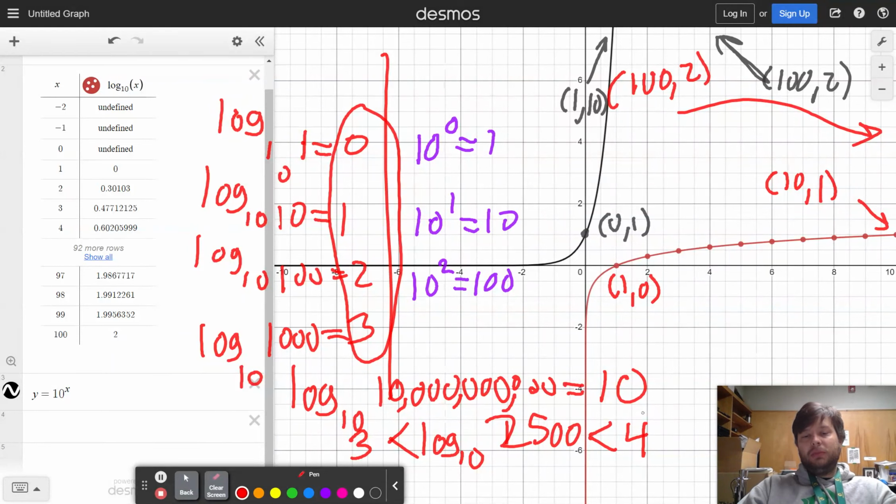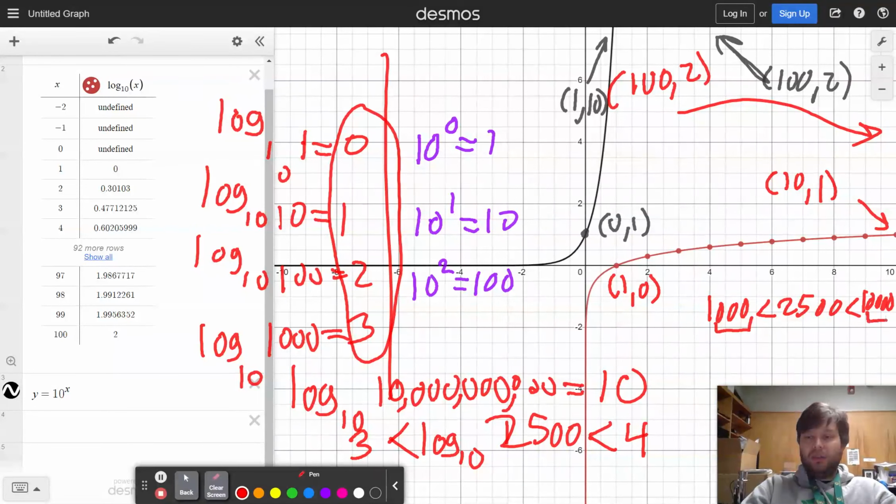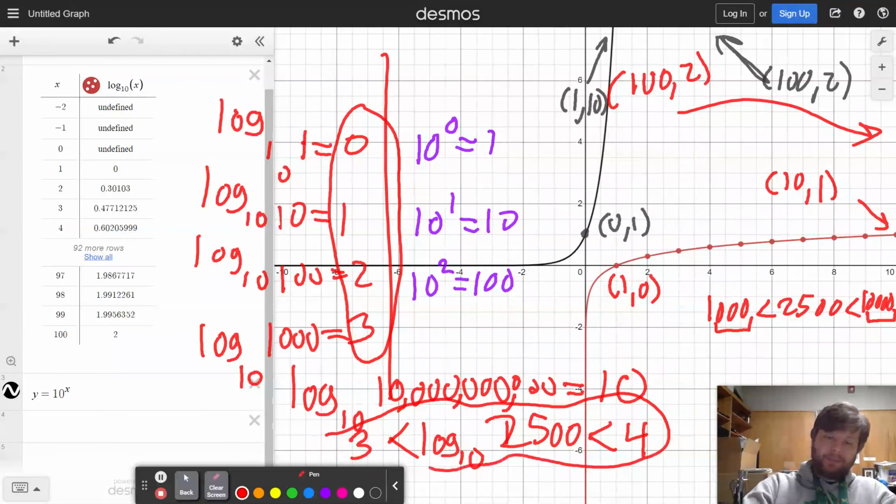So what I'm doing is I'm looking at the two powers of 10 that are on either side of 2,500. You have 1,000 is smaller than 2,500, which is smaller than 10,000. And so I have 3 zeros here versus 4 zeros there. And that's how I got this statement down here.